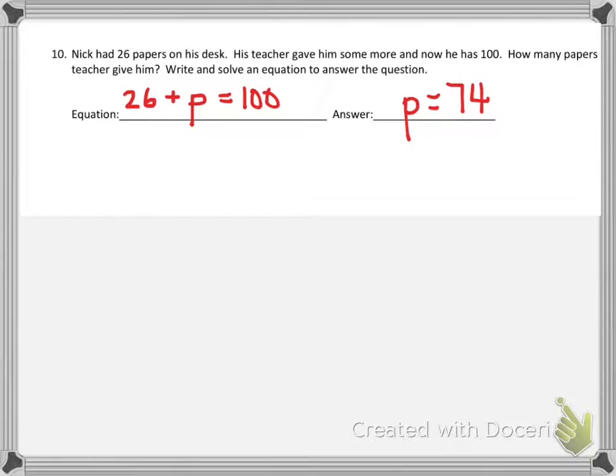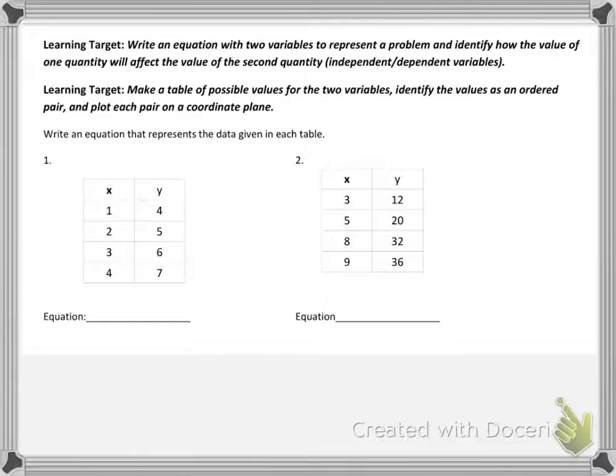All right. Those are looking good. Hopefully you're good on those. Now we're writing an equation with 2 variables to represent a problem and identify how the value of one quantity will affect the value of the second quantity. And this is where we're talking about the independent and the dependent variables. So here we go.